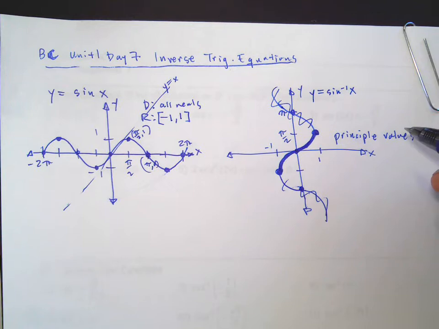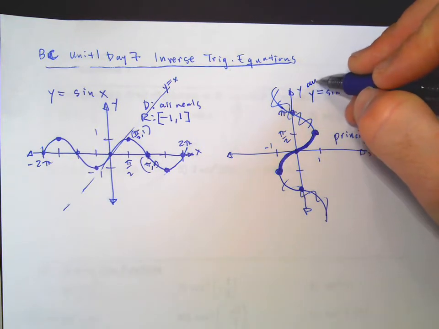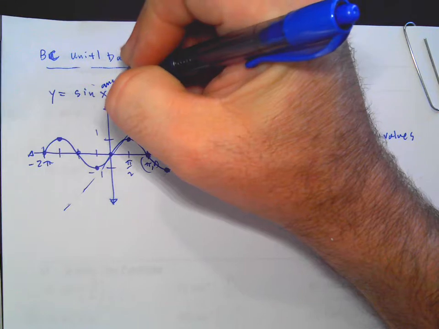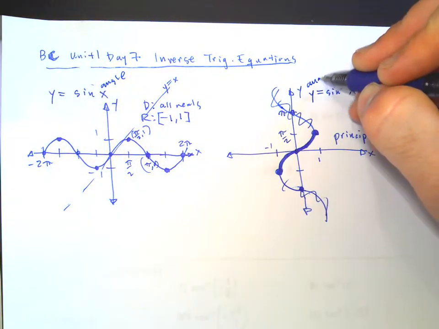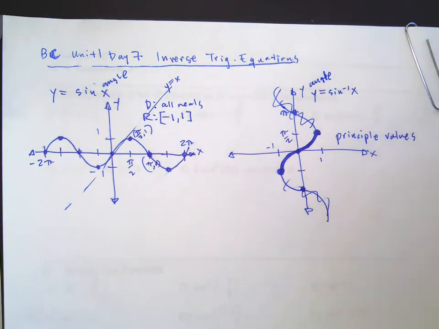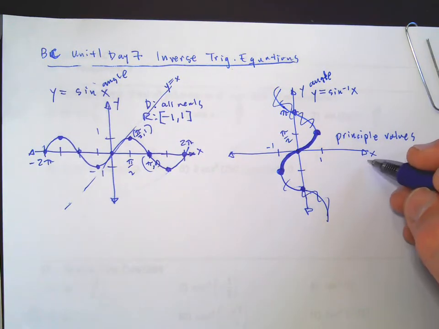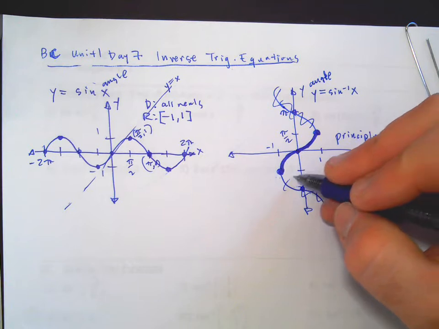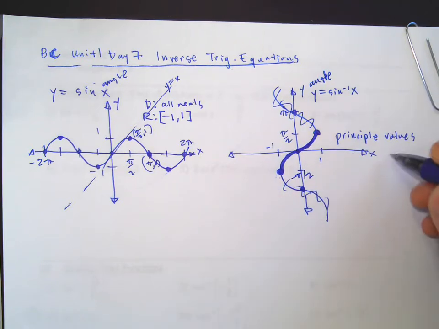So the principal values are the angles that you can get out of it. For regular trig, you're putting the angle in. For inverse trig, you're getting the angle out. You're trying to go backwards. And the possible answers you can get are going to be these values from negative pi over 2 to positive pi over 2. And that's going to be your range.